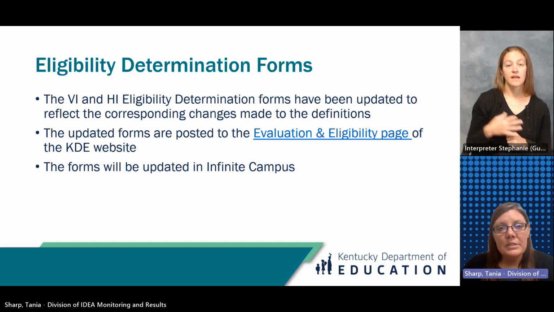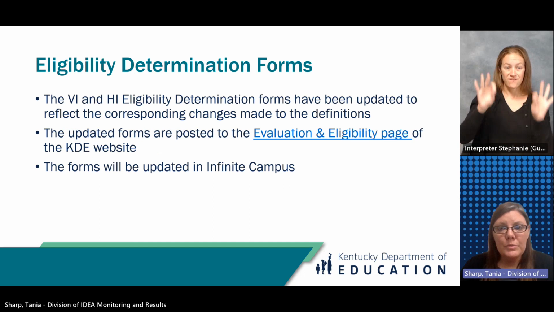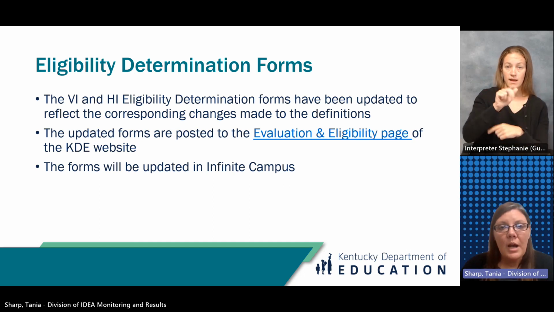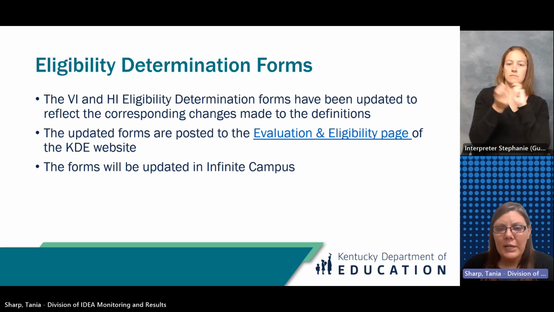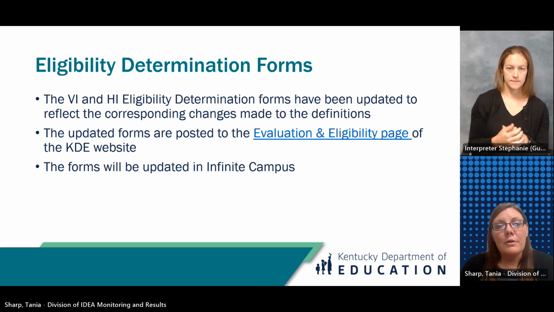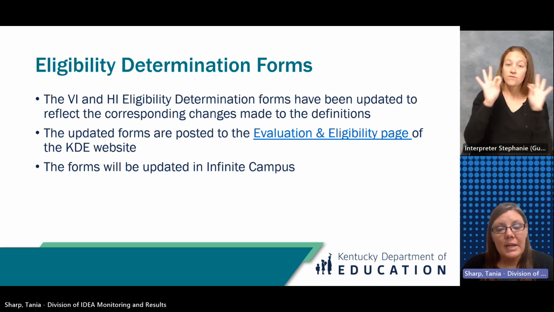The eligibility determination forms used by ARCs to document a student has met the eligibility criteria for a disability have been updated to reflect the changes made to the definitions. The forms are posted on the Kentucky Department of Education website and will be updated in Infinite Campus.